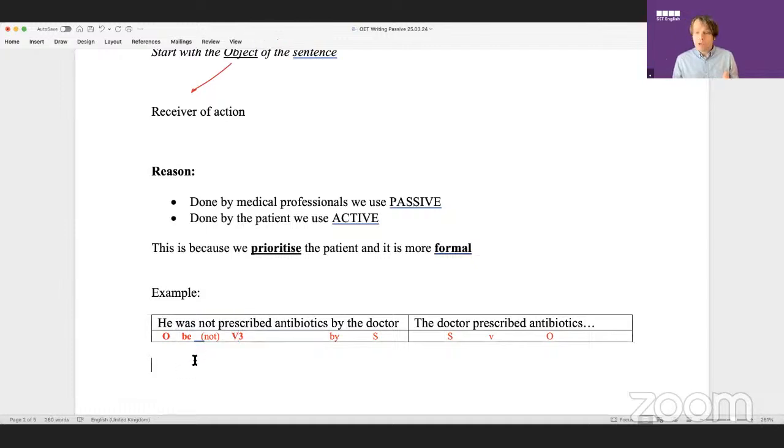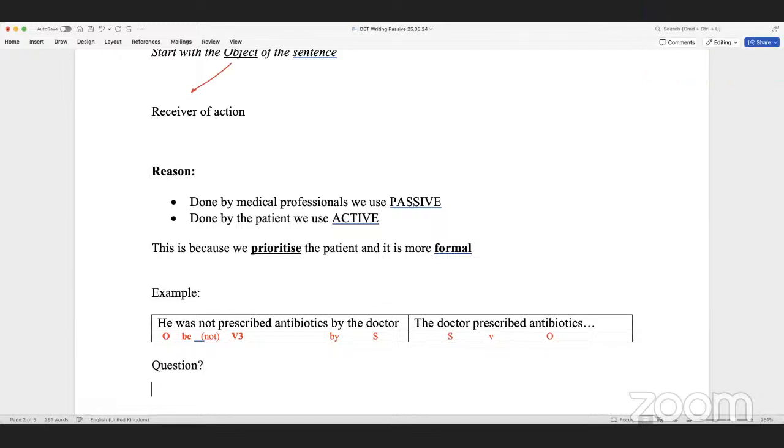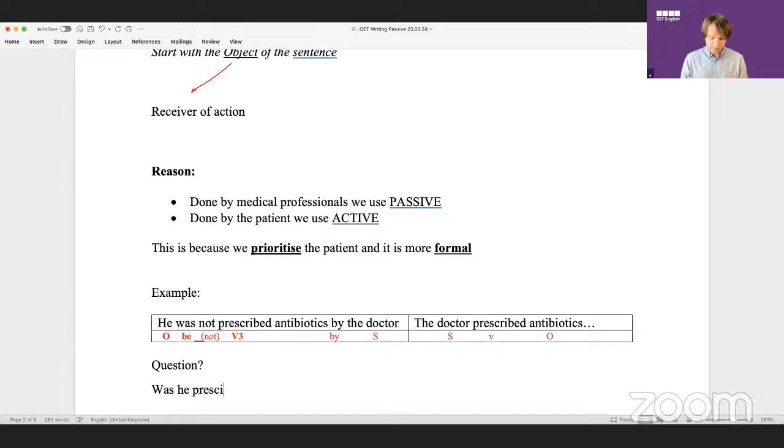Okay. What about the question structure? We don't really need this for writing, but maybe Freshta, Sulaiman, Siham, can you make a question in passive? Was he prescribed antibiotics? Is that right, guys? Is this a passive question?